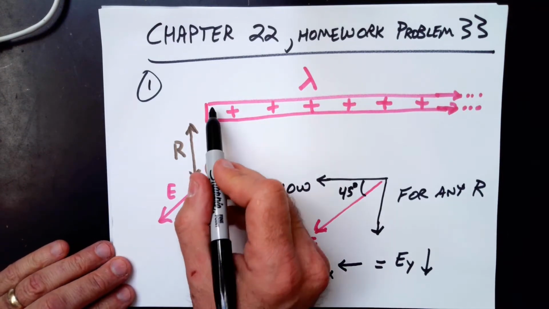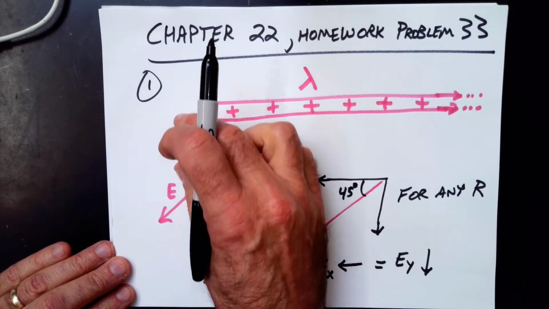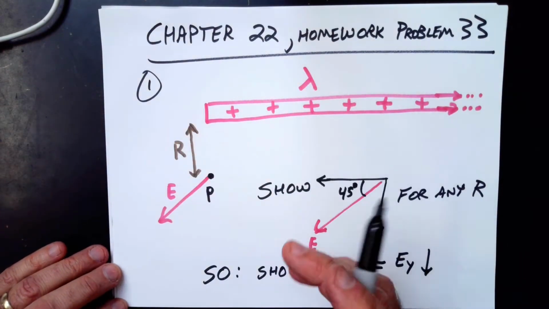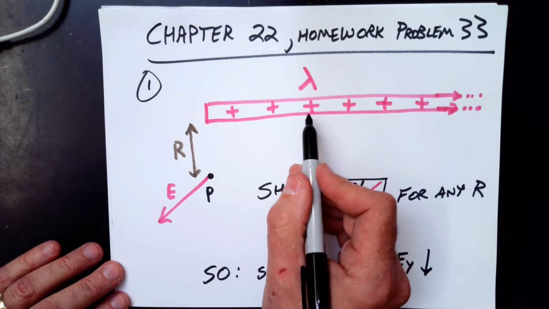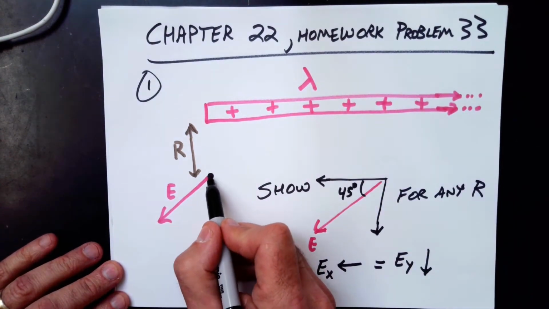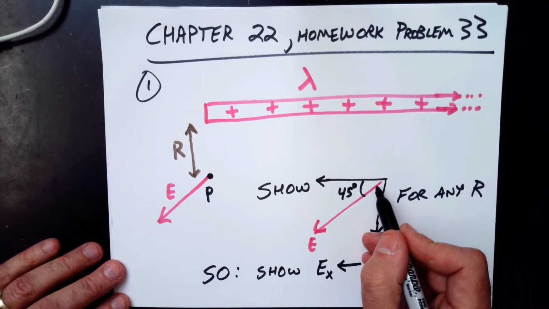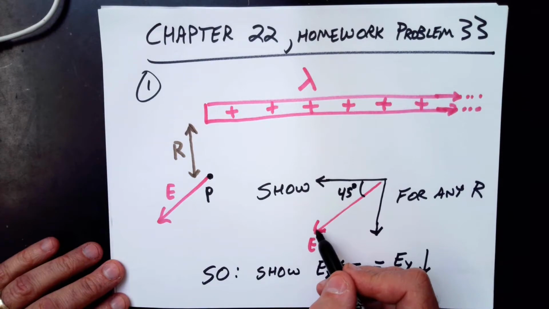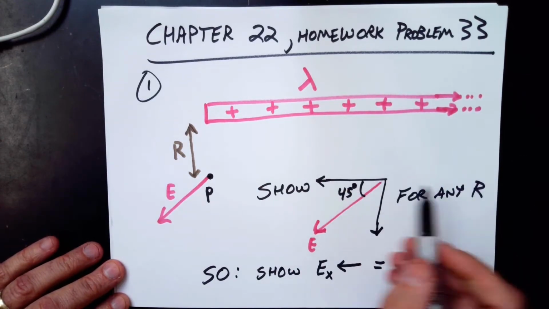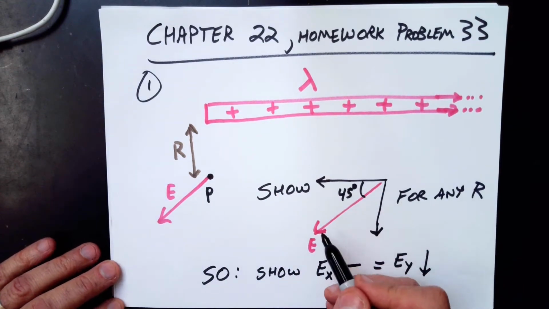There's a point P at the end, the left end of the rod, and directly below it a distance R. I don't think there are any numbers given in this, so the whole thing will be done in letters. Clearly a positive charge here, even if it is semi-infinite, will create an electric field here that points down and left. What they want you to prove is that this angle of this electric field is always 45 degrees away from the horizontal and of course up from the vertical. For any R, it doesn't matter how far away you are, this angle should always be 45 degrees.